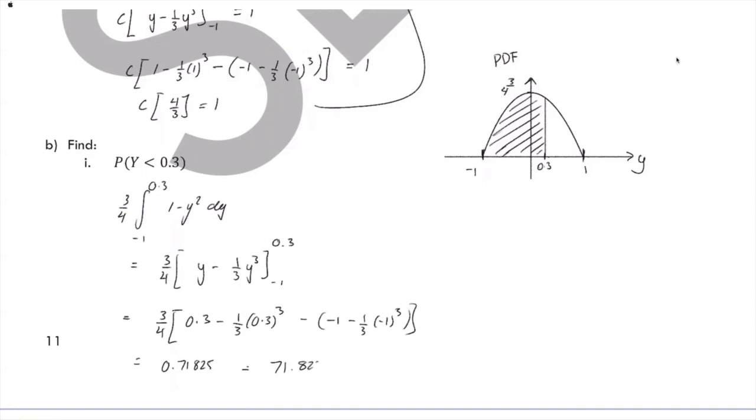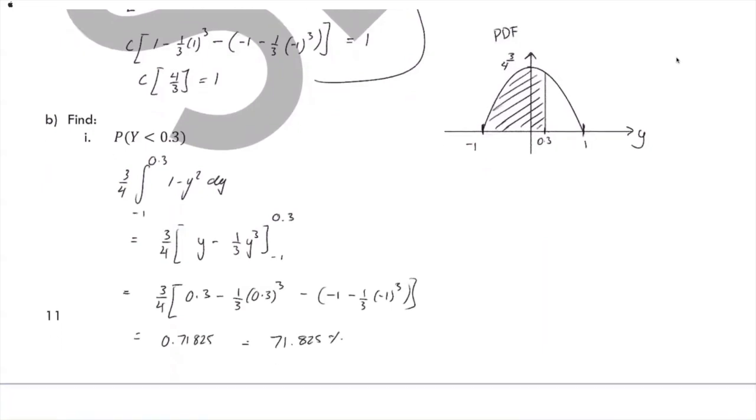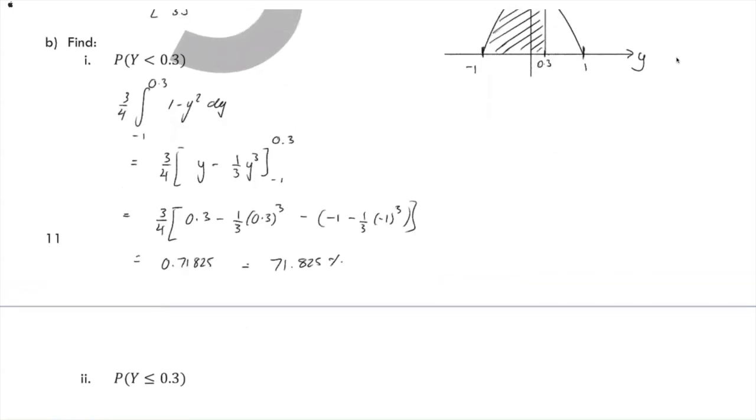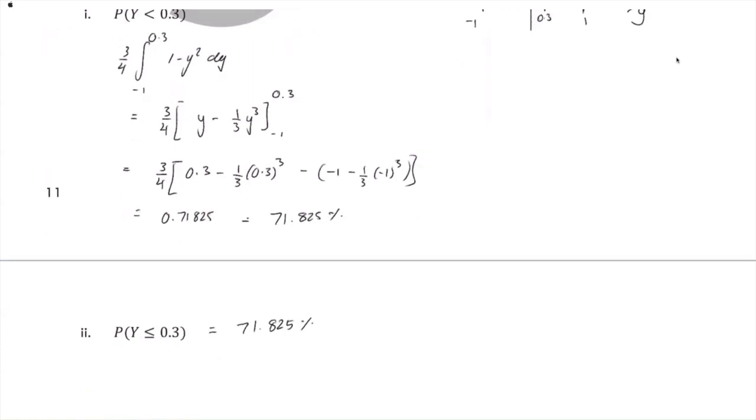71.825%. Okay, cool. What if I asked the probability that y is less than or equal to 0.3? Okay. Yeah. It's the exact same thing. No, I'm just trying to be annoying. Does the equals make a difference? Nope. What if I said y is greater than 0.1?